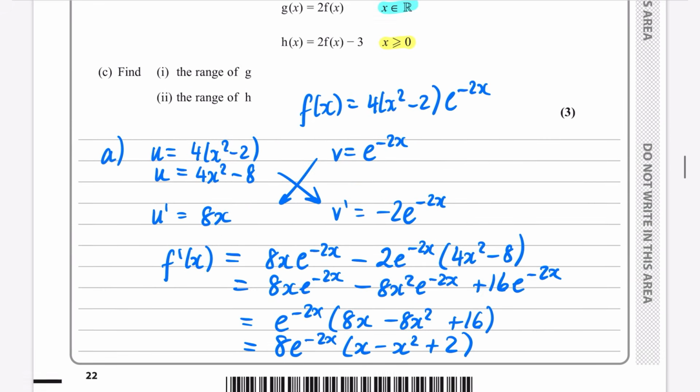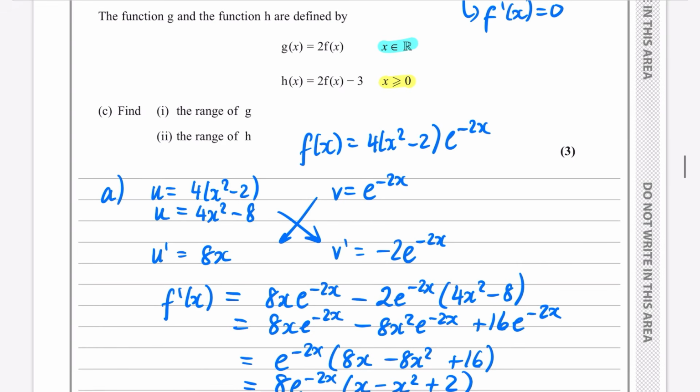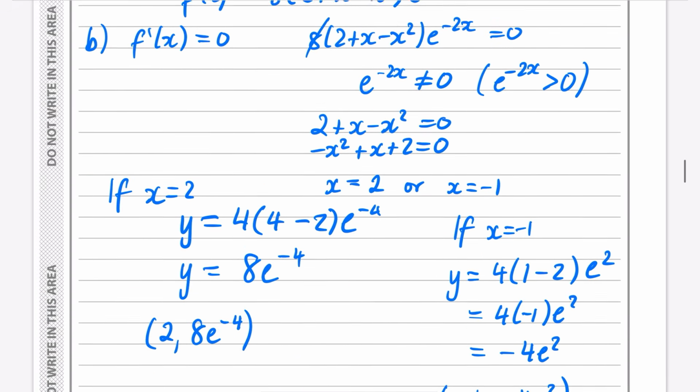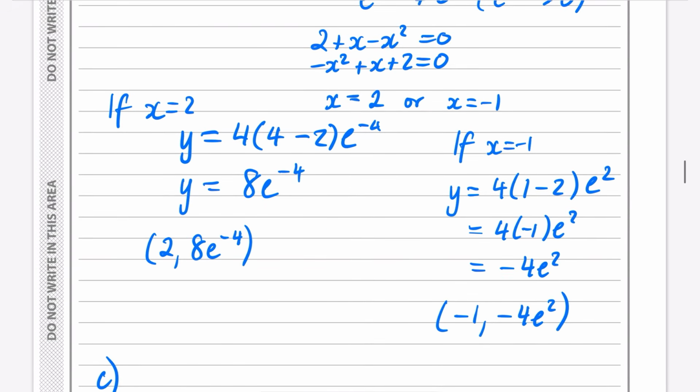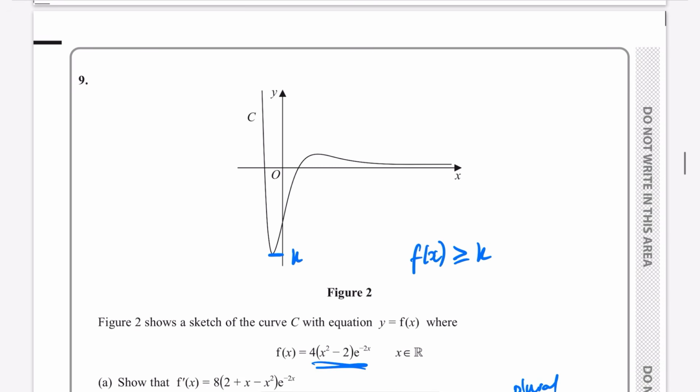But the graph we're talking about is 2f of x. In fact, we even knew what that k was, didn't we? I think we said it is this, minus 4e squared. That value of k is minus 4e squared. So we could have even answered that question and said that it was minus 4e squared.